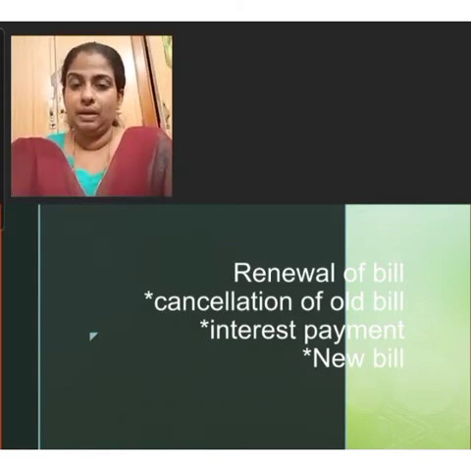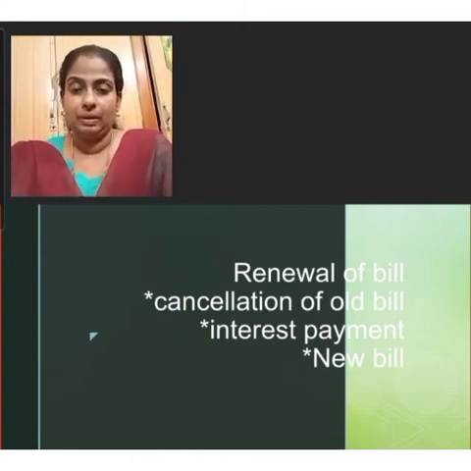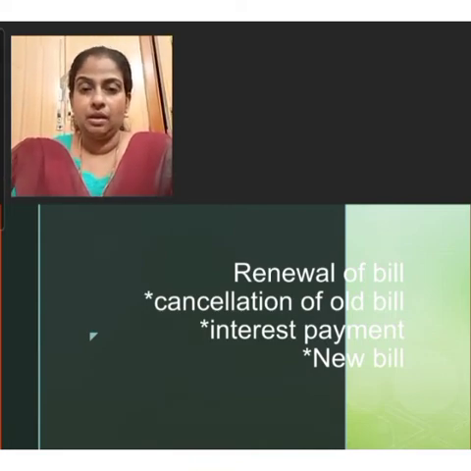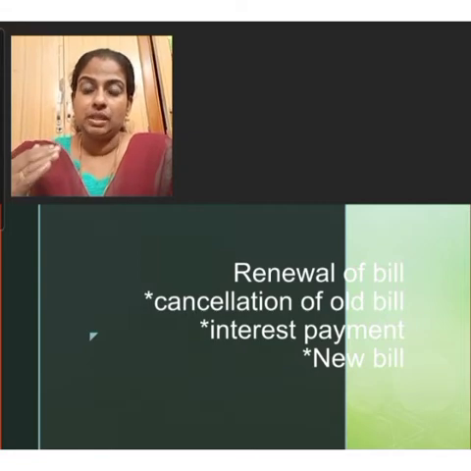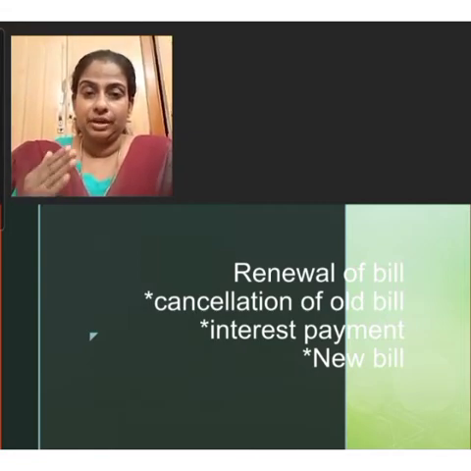Entry: drawer's account debtor to bills payable. After drawing new bill, the last step is making the payment of the new bill on due date. Entry will be bills payable account debtor to cash account. These are the important journal entries to be passed in the book of the drawee at the time of renewal of the bill.